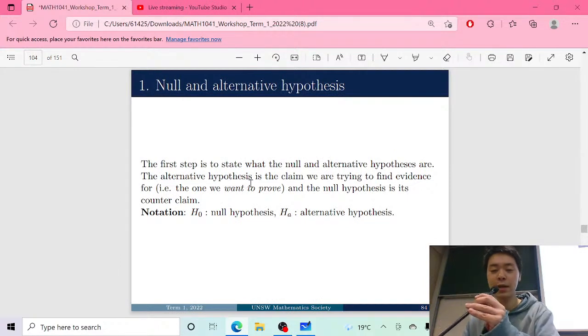So for the first part here, it's usually a fairly straightforward step. You want to just figure out what your null and alternative hypotheses are, and then you want to just claim them, essentially. So there's nothing else to do. You just have to figure out what the hypotheses are that you want to test, and then you pit them against each other. So the notation here for this course is H0 usually means null hypothesis, and HA stands for the alternative hypothesis.